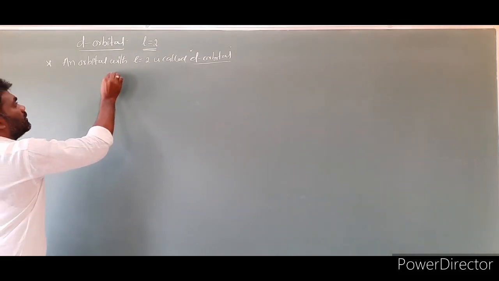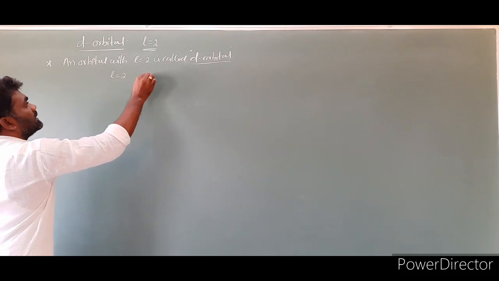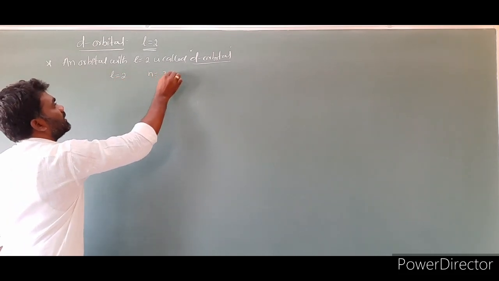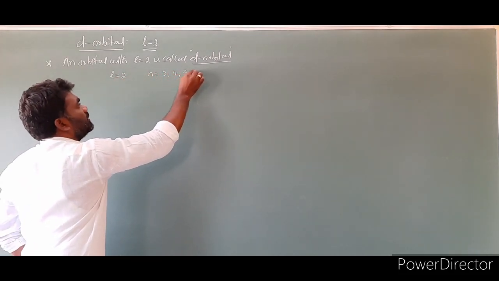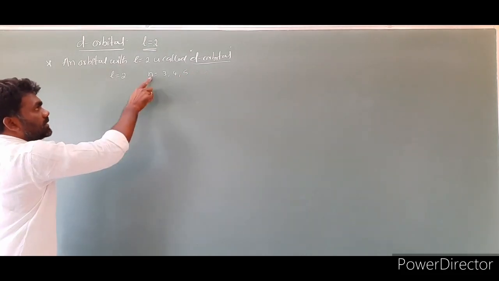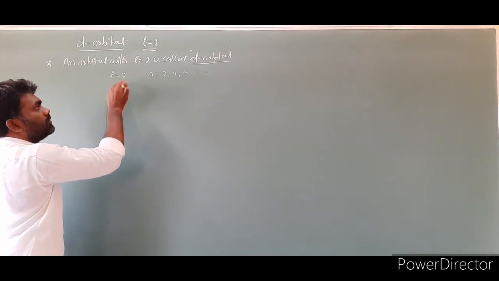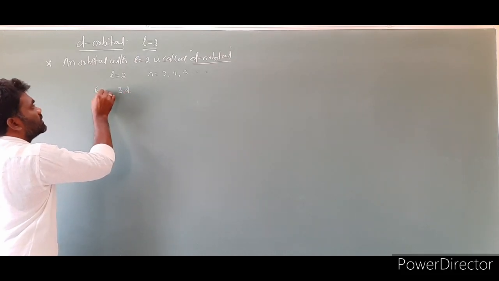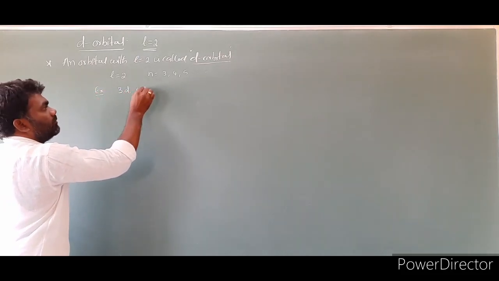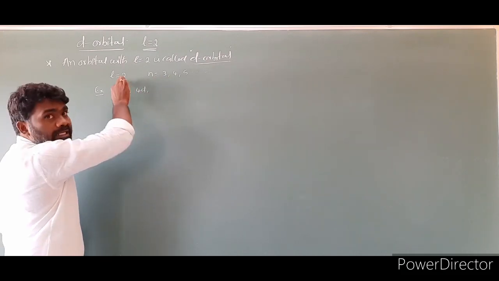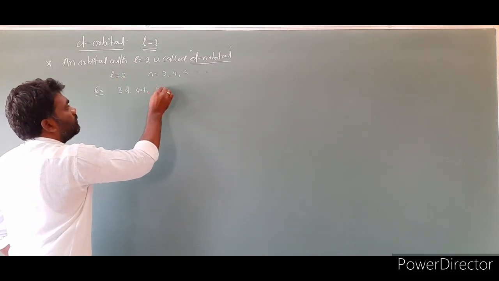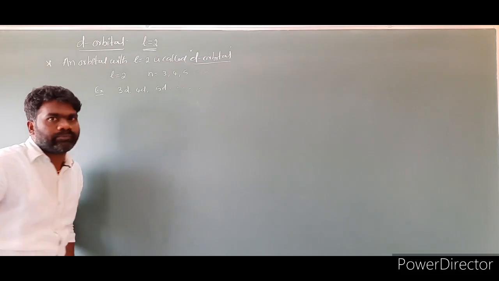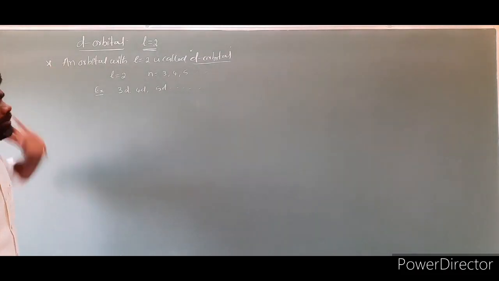Then L is equal to 2 you are taking, and what are the n values we have taken? n is equal to 3, 4, 5, and so on. So n is equal to 3 and L is equal to 2, in the sense you are taking d, so 3d orbital. Example for the d orbitals: 3d, next 4d, and next one is 5d, and so on. So this is d orbital, point 1.